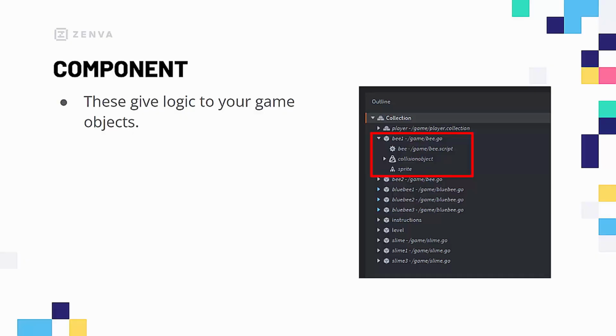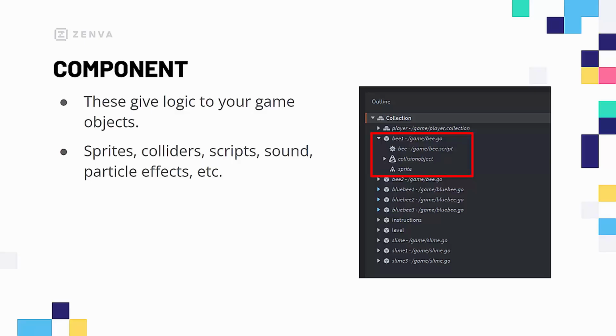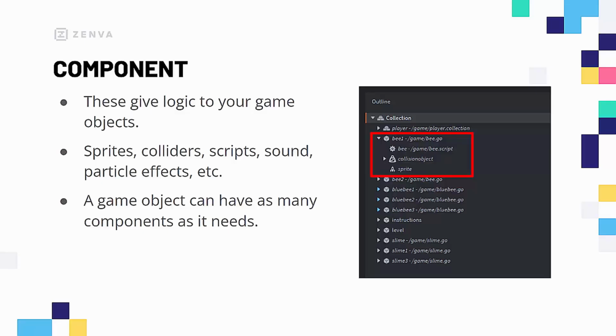These basically give logic to your game objects, okay? Because like I said, without components, your game object doesn't really exist. It just is there in memory, but it doesn't have any substance. It has no visual. It has no logic behind it. And these components can be things such as sprites, colliders, scripts, sound effects, particle effects, etc. Okay, there's lots of different components that you can attach to your game objects to give them specific purposes and specific mechanics in your game. And what's great is a game object can have as many components as it needs to function.